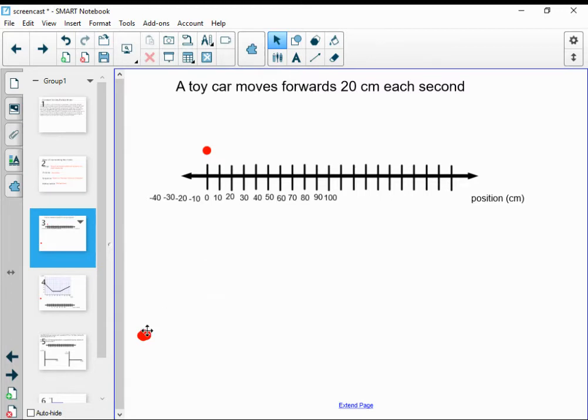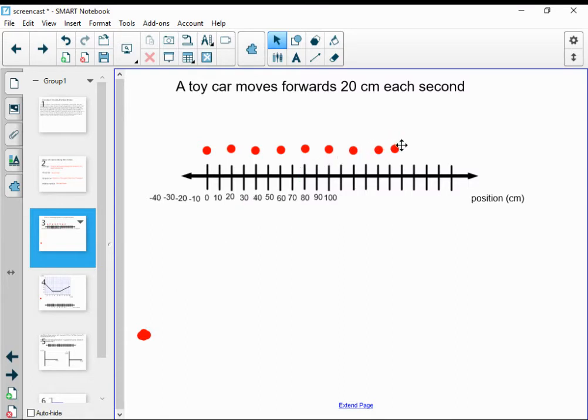Now, if it moves forwards 20 centimeters each second, then 1 second later, the next droplet of oil is at the 20 centimeter mark on my number line, and the next droplet of oil is at the 40 centimeter mark. We'll pretend that these are lined up exactly right to left. I'm getting the up and down a little bit off, but you get the idea, I would hope. So every 20 centimeters, I'm just making a new dot to represent where this car was after each 1 second.